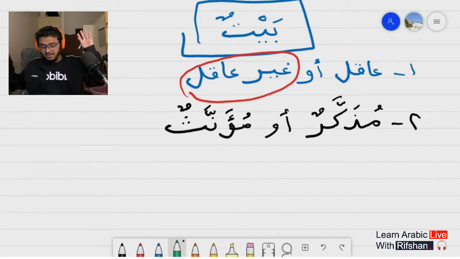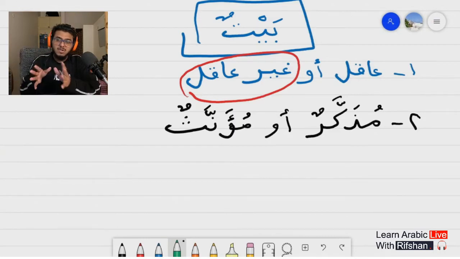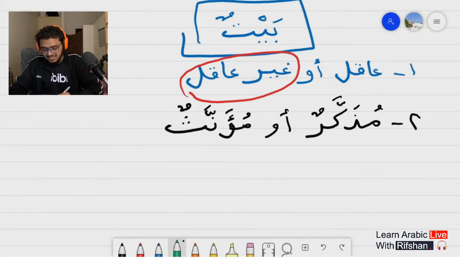Instead of just learning 100 words without knowing if it is mudhakkar or muannath, aqil or ghayru aqil, or plural or singular, if you are learning all those words without paying attention to these, maybe you will find it really difficult to join them with other words and form sentences. But if you learn these basics, inshallah, it will be much easier for you.